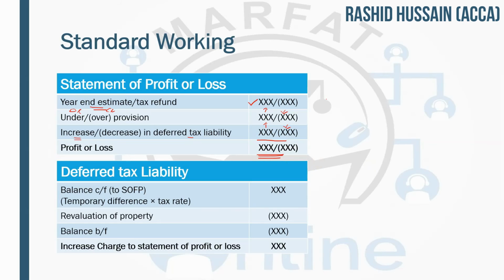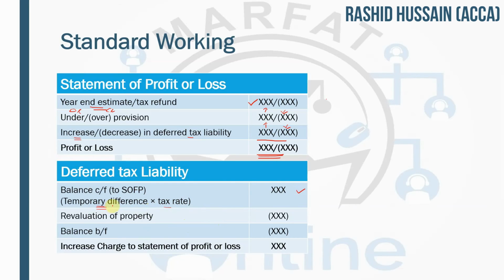Now the other thing that will be given in the exam is the opening balance of the deferred tax, which will be in the trial balance. The closing balance needs to be calculated. So what you will be doing: temporary difference multiply by tax rate. Sometimes they have already given you the closing deferred tax liability. In that case, you just take it straight away.